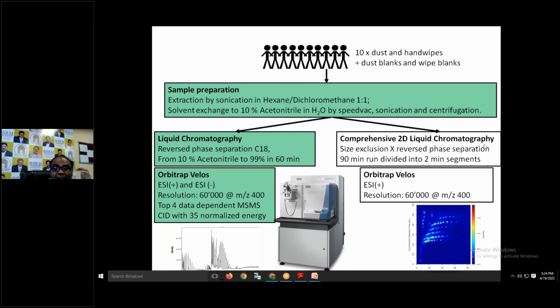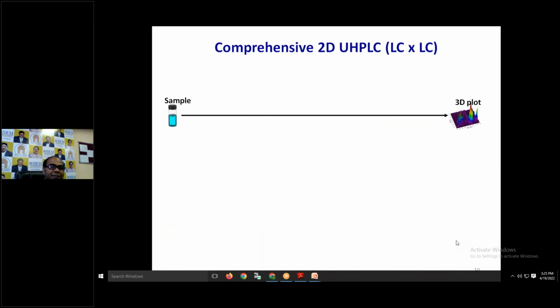And coming to comprehensive 2D liquid chromatography, with size exclusion or reverse phase separation, it may run up to 90 minutes, with 2-minute segments. The detector we are using is the Orbitrap Velos analyzer, with the same ESI resolution, and we find their presence. The peak you may get like this. So this is when we use MS, and if you are using 2D liquid chromatography, the peak may be like this, right?